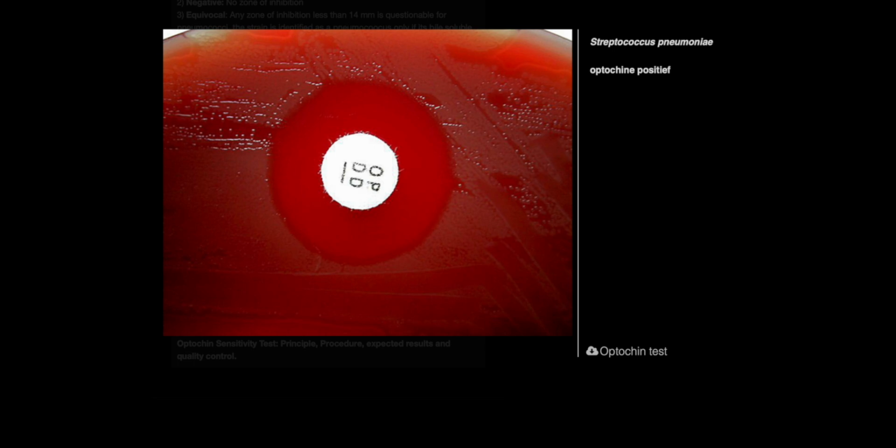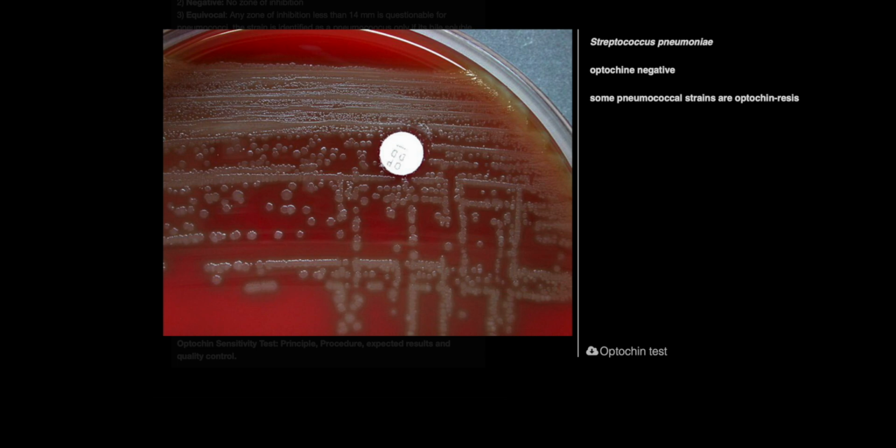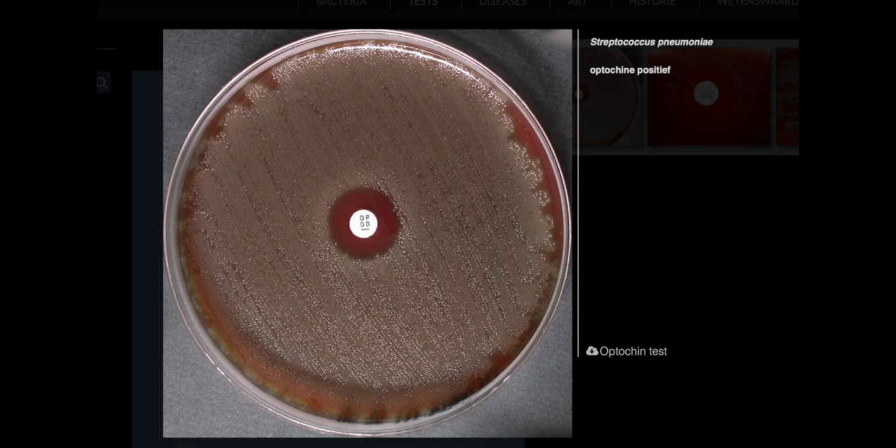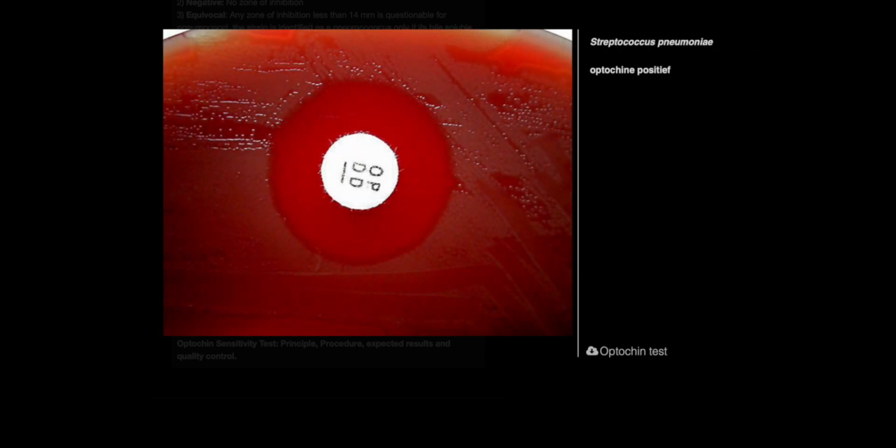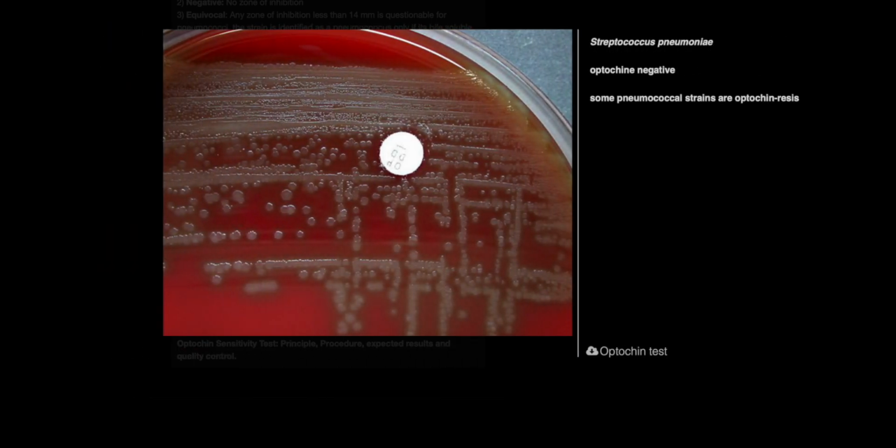Reading the Optochin test result. 1. Positive. Zone of inhibition is 14 mm or greater in diameter with a 6 mm disc. 2. Negative. No zone of inhibition. 3. Equivocal. Any zone of inhibition less than 14 mm is questionable for pneumococci. The strain is identified as a pneumococcus only if it's bile soluble.